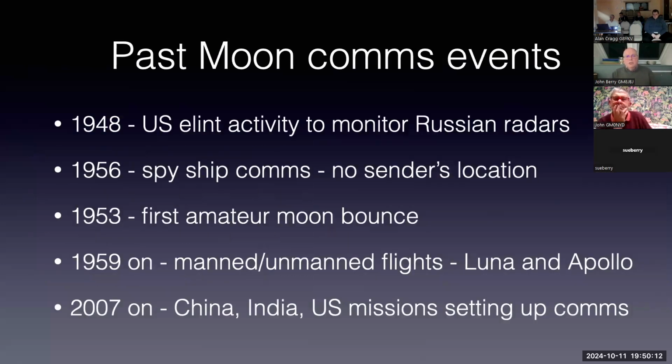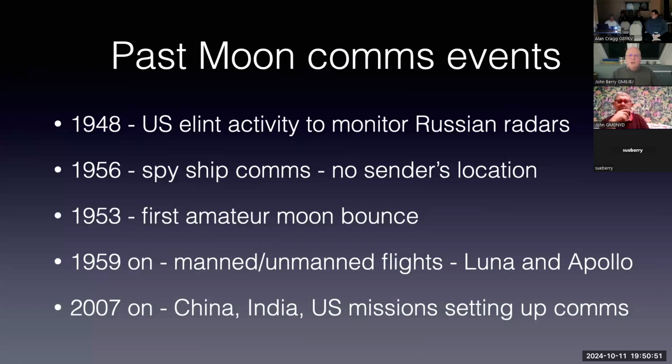Useful and interesting to look at the past moon events. Those with any military background, here's a good one. In 1948, the United States had an electronic intelligence ELINT activity to monitor Russian radar, because it was the only way they could actually get signals from Russian radar. So they picked up the Russian radar that was being reflected, because there were some interesting Russian radars. There are always interesting Russian radars. The same was true in 1956, spy ship communications.